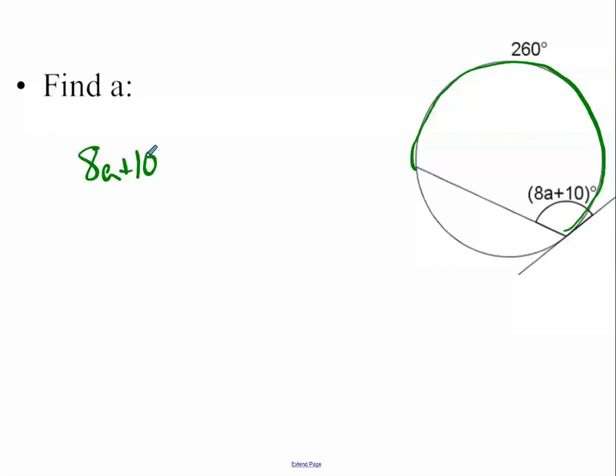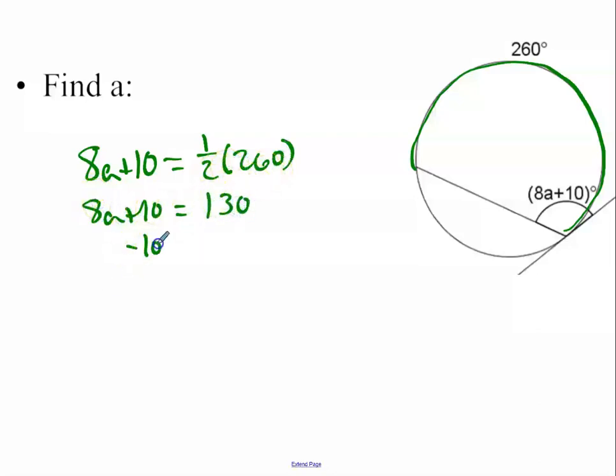Whenever you make a statement about the relationship and you use the word is, that's where your equal sign is going to go. So I said this angle right here, 8A plus 10, is, so equals, half of the arc. So I'm going to take half of 260. So 8A plus 10 equals half of 260, which is 130. Subtract 10.